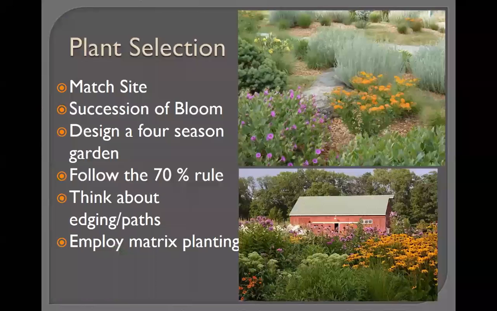So, plant selection. We'll be talking a little bit more about these. Match the site, succession of bloom, design a 4-season garden, follow the 70% rule, think about interesting lines, edging, paths, and then employ the matrix planting.